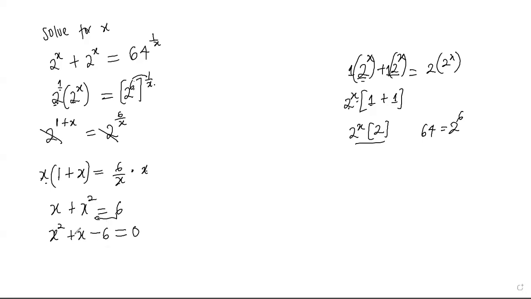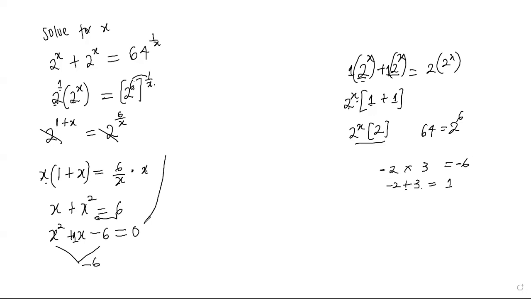Now this problem we want to solve using the factorization method. I want to ask you, what are those numbers that, when you multiply them, you get minus 6, and when you add them, you get 1? Of course, 2 times 3 will give me 6. And if I put a negative sign here, minus 2 times 3 will give me minus 6, and minus 2 plus 3 will give me a positive 1. So the numbers we're looking for are minus 2 and 3.